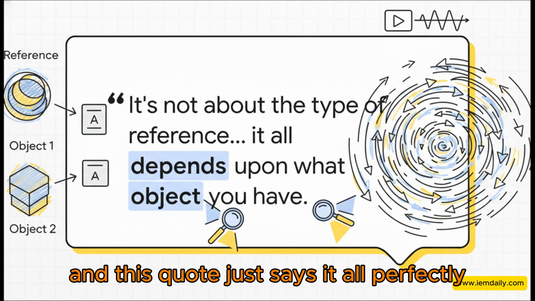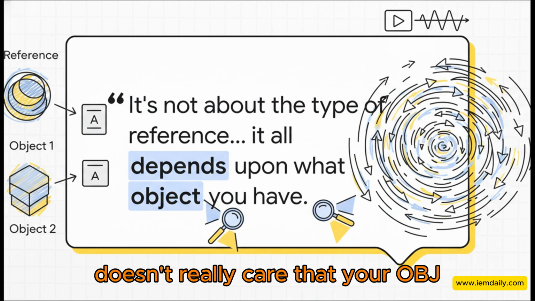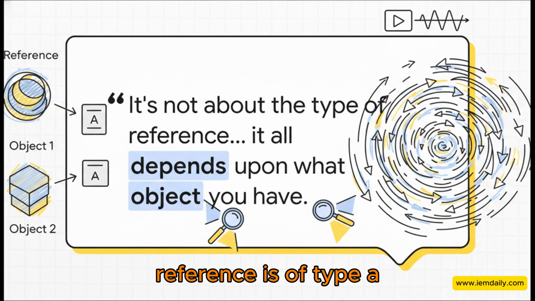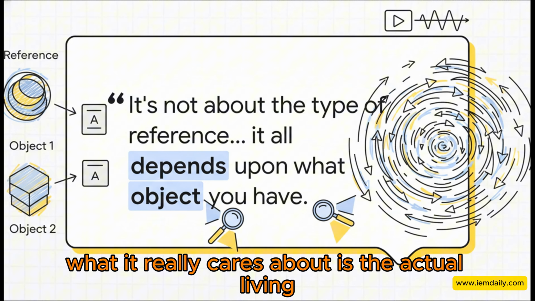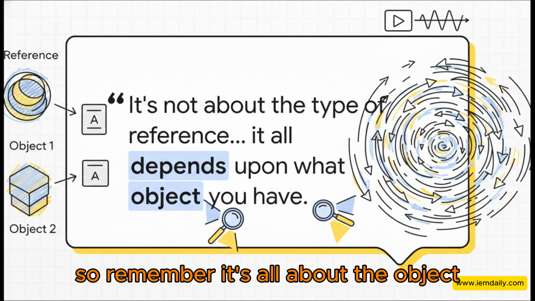And this quote just says it all perfectly. To put it as simply as possible, Java doesn't really care that your obj reference is of type A. What it really cares about is the actual living, breathing object that obj is pointing to at that exact moment. So remember, it's all about the object.